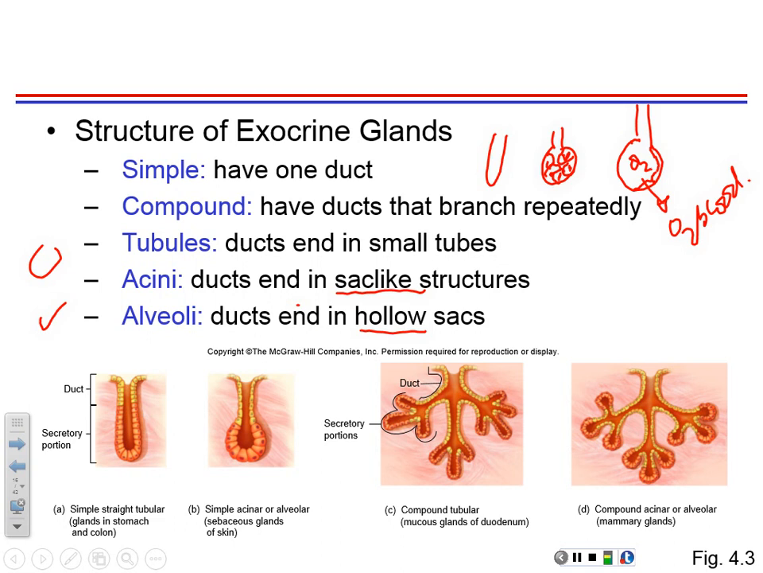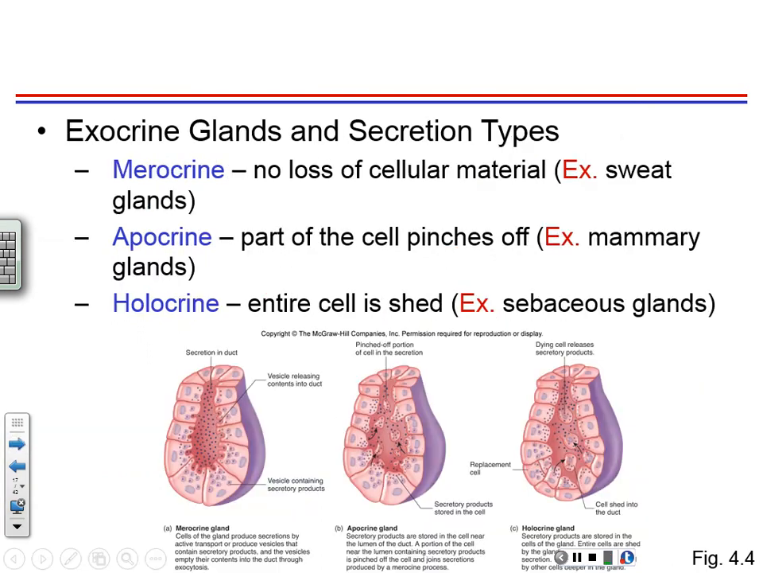Compound means it's a combination of many tubules or many acini or many alveoli together in a compound, if you will. This is compound tubular. This is compound acinar or alveolar, because we're just talking shape now. And a tubular one is just the cells that produce here, the glandular cells, and then the duct cells on the top. So that's how cell shape is used.